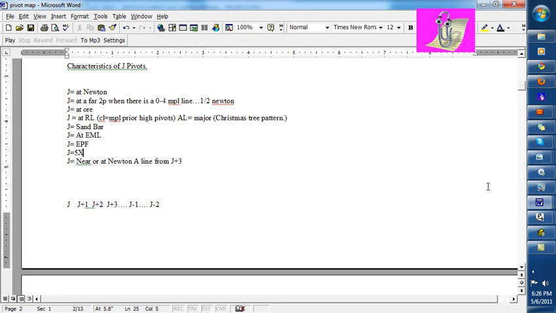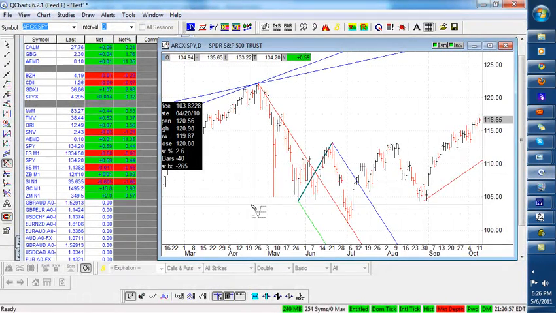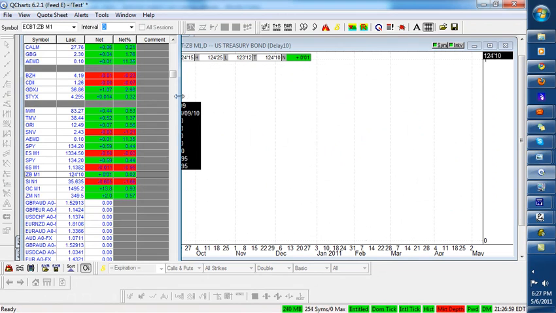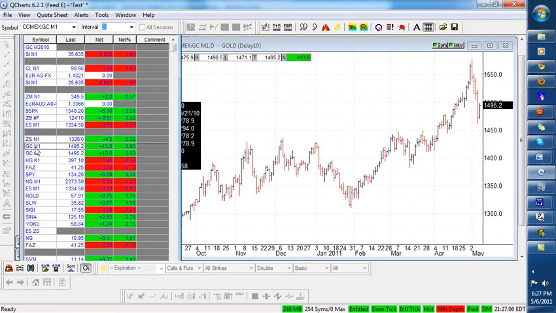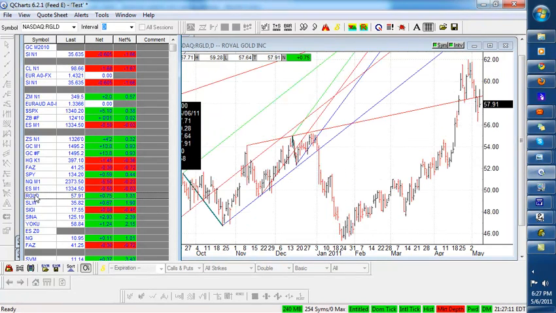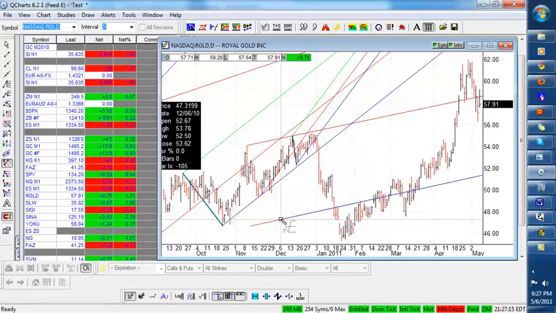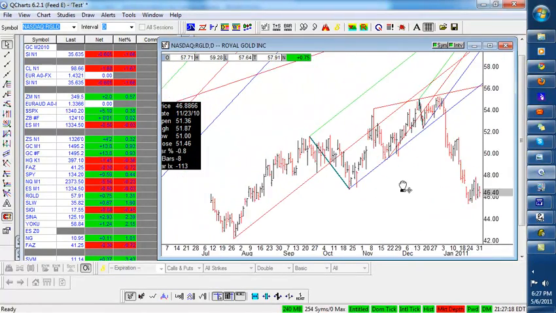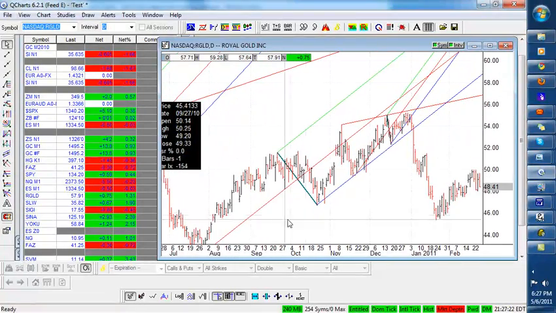Okay, near a 5x. This one's kind of interesting. Where's our 5x? There's no 5x there. I just had a good pair of them. Is that a 5x? Yeah, it's a mess, but it's a 5x. Wait a minute. Yeah.